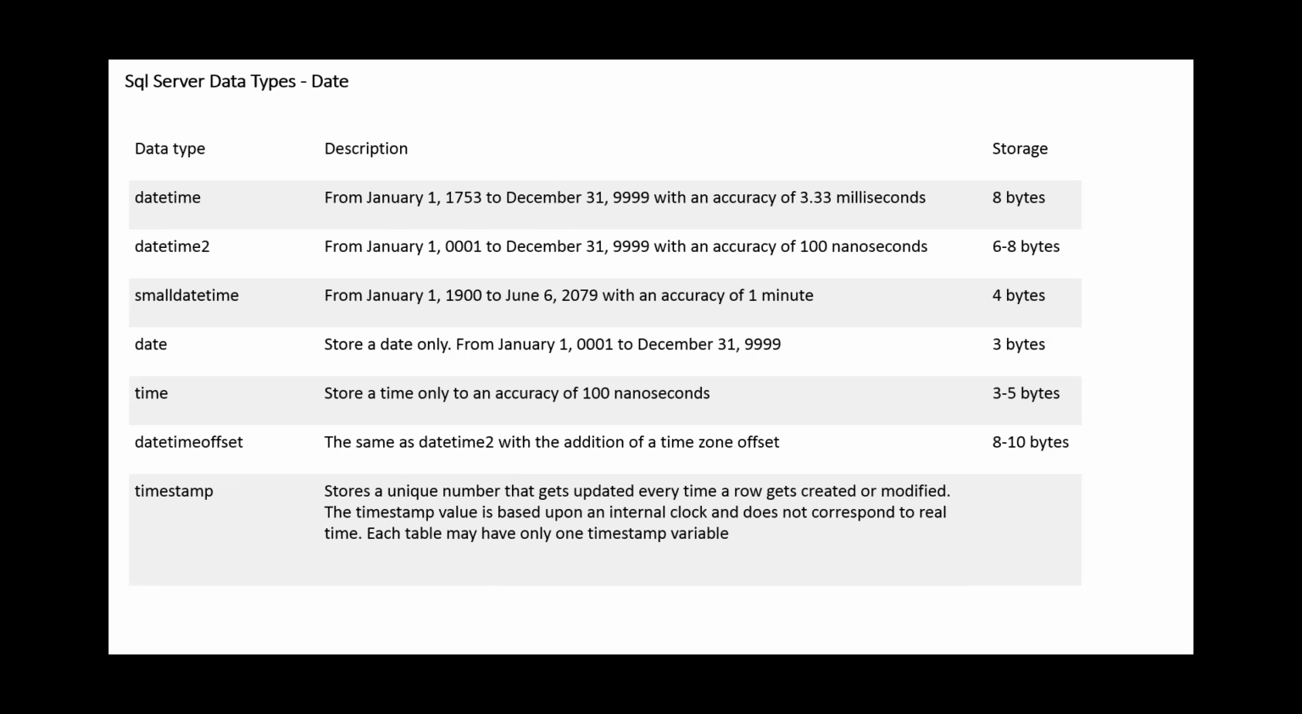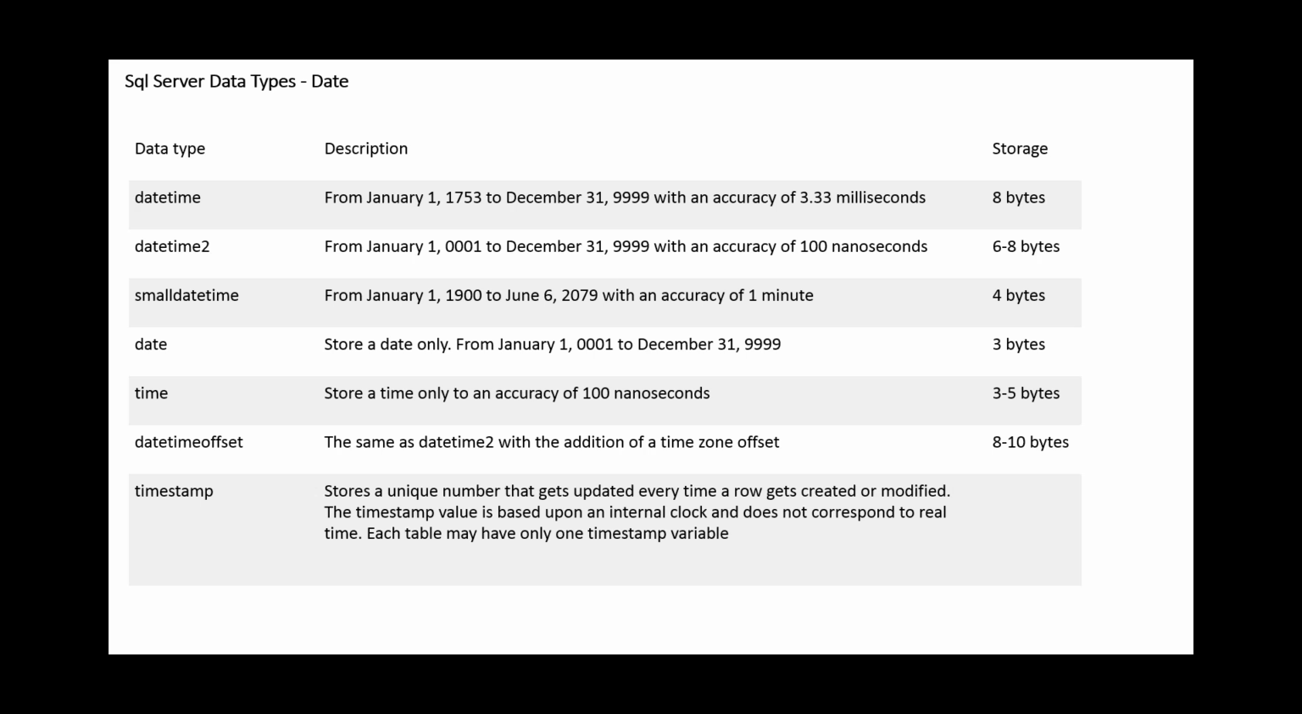And then SQL server data types, that is date. So we have date time that starts from the minimum range is January 1st 1753 to December 31 4 nines with an accuracy of 3.33 milliseconds. Whereas date time 2 is from January 1, 0001 to December 31 4 nines with an accuracy of 100 nanoseconds.